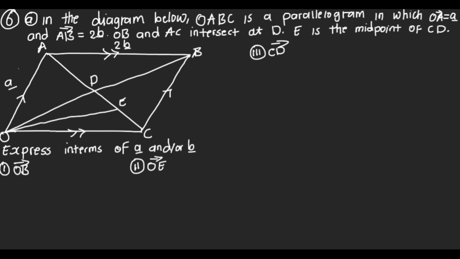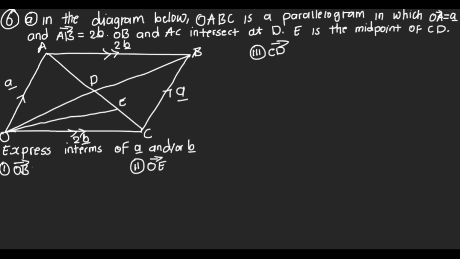Move on to question 6a. In the diagram below, OABC is a parallelogram in which OA is equal to vector A and AB is equal to B. OB and AC intersect at D. E is the midpoint of CD. So under this polygon, which is a parallelogram, two opposite sides are equal. So this side here and this, these two are equal. So this means that even here we have vector B. This side is also equal to this side under a parallelogram, so also here is vector A.